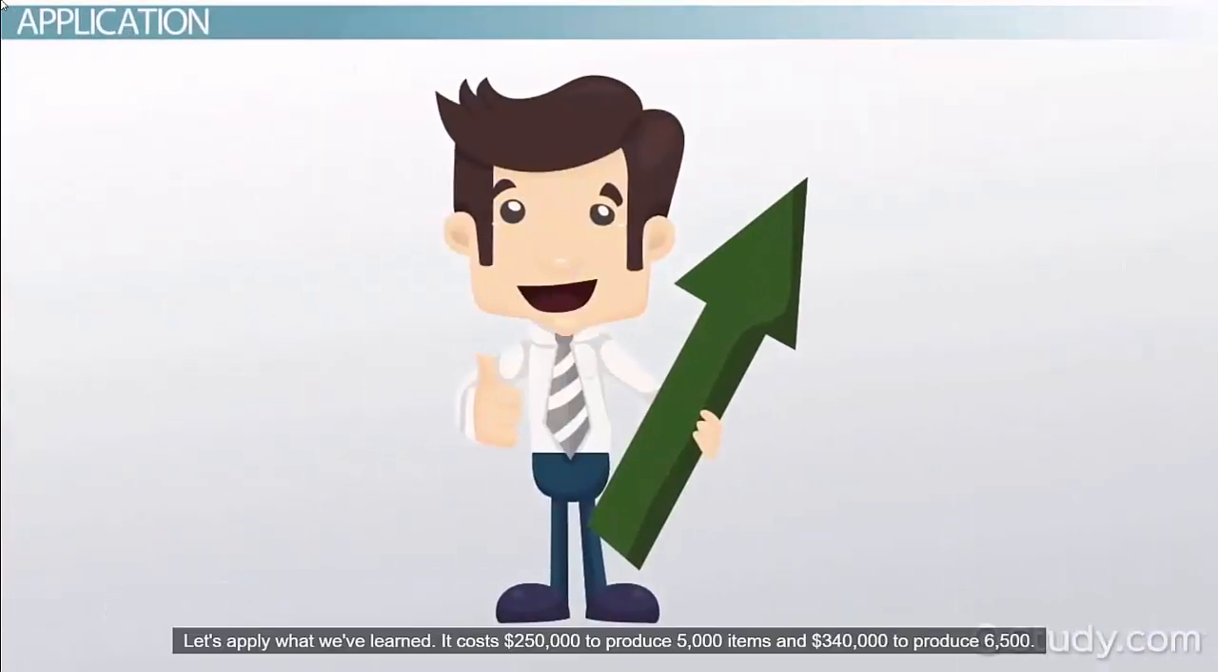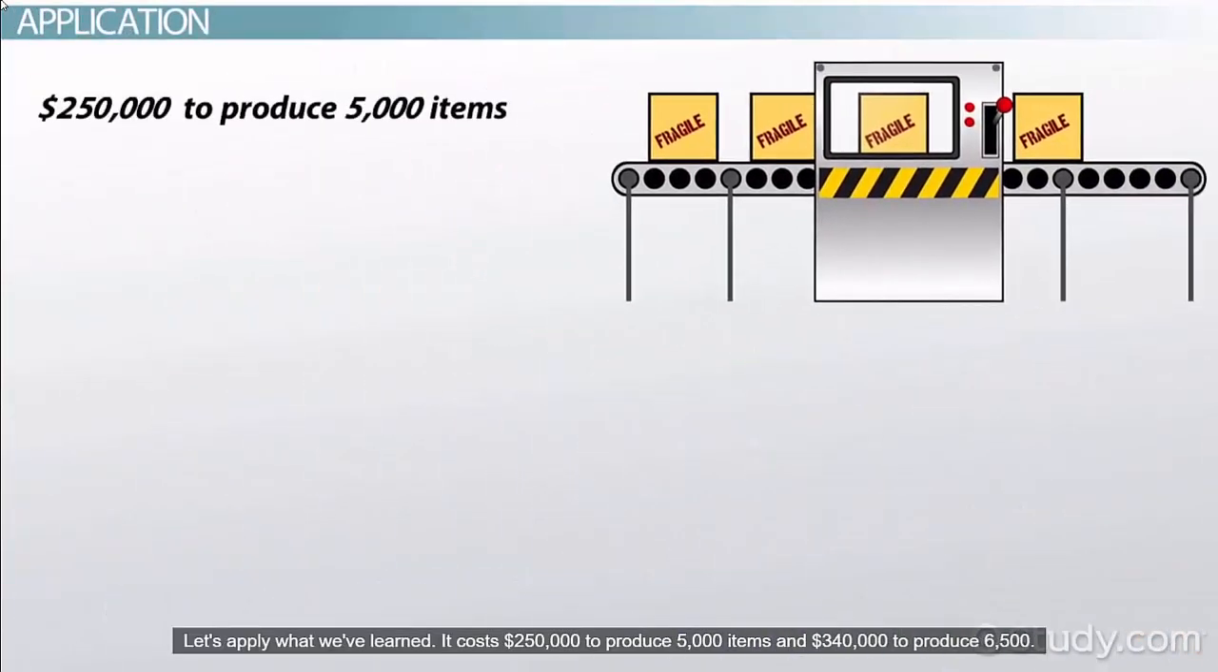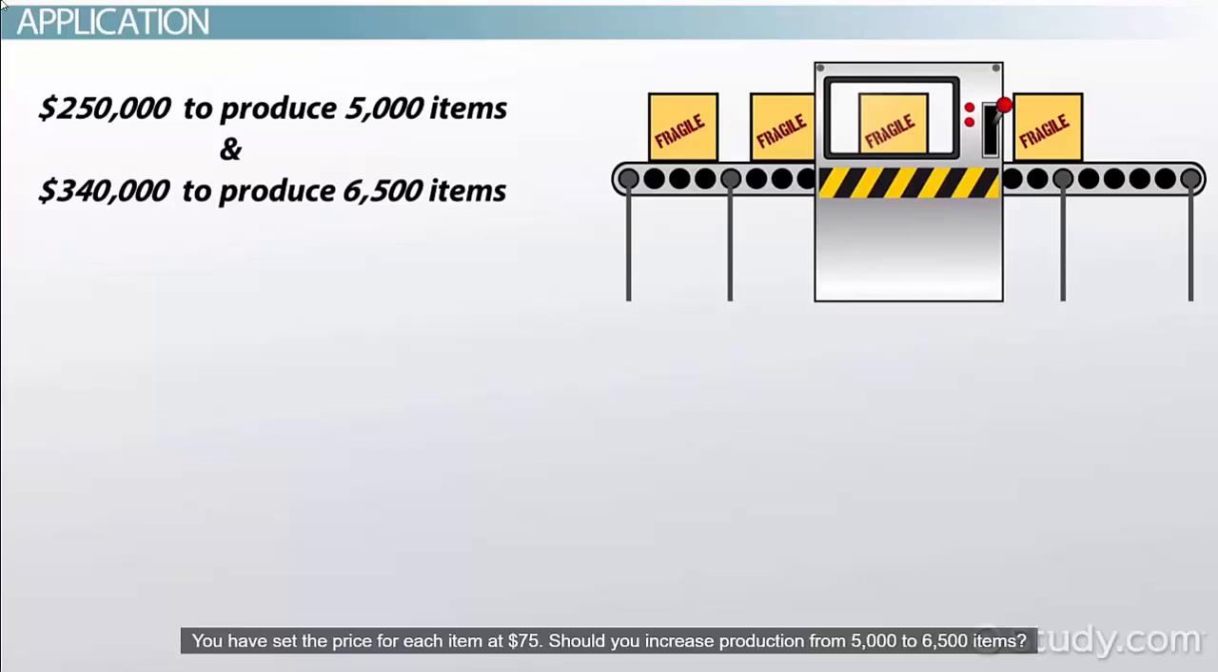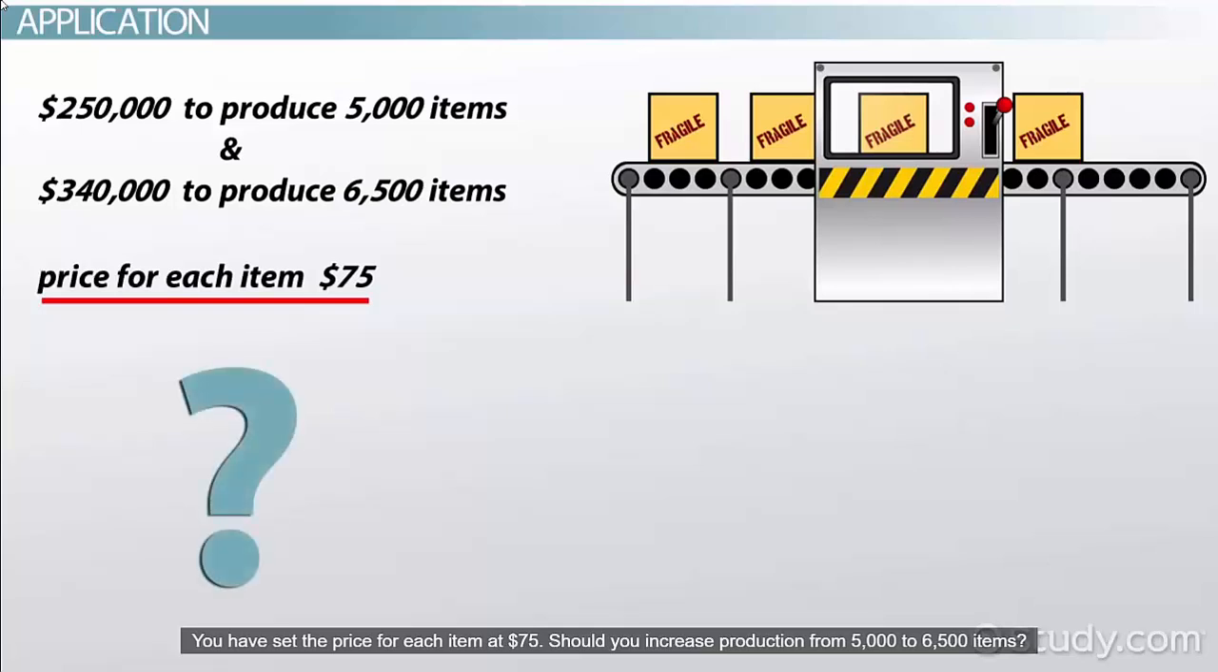Let's apply what we've learned. It costs $250,000 to produce 5,000 items and $340,000 to produce 6,500. You have set the price for each item at $75. Should you increase production from 5,000 to 6,500 items?